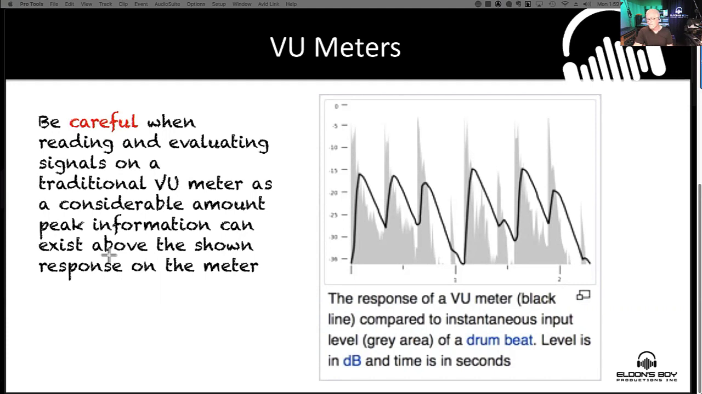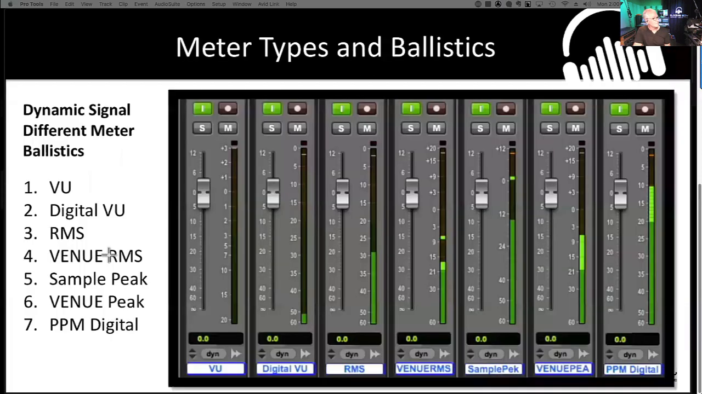We don't really use actual VU very much anymore, except for in external devices. We don't see it on consoles anymore unless we're in analog. But be aware, if you're on a console that's actually using VU, of how you're setting your levels there. You can get fooled there very quickly.